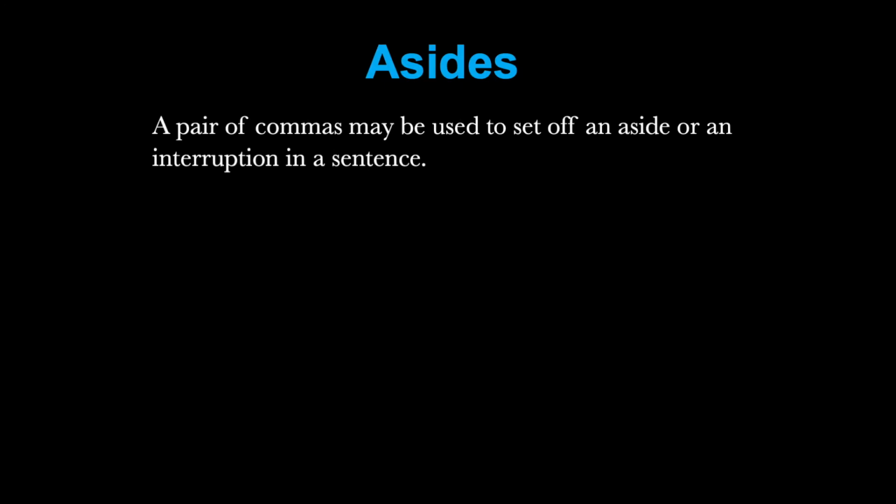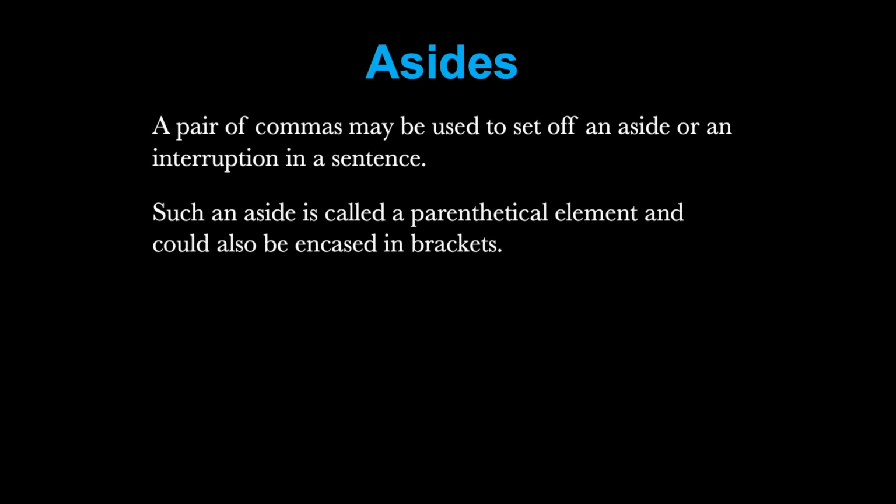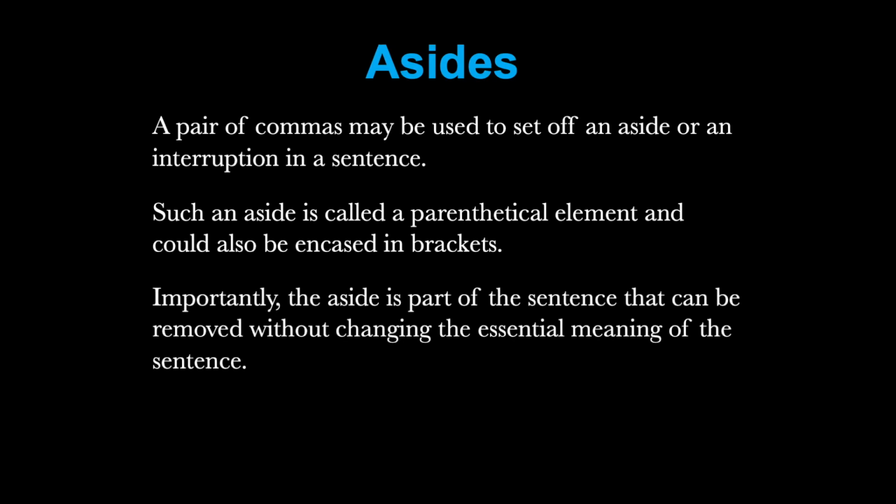When it comes to asides, we often use a pair of commas to set off an aside or an interruption in a sentence, usually when we're trying to add additional information or description about a noun in the sentence. Such an aside is usually called a parenthetical element, as if it could be in parentheses. It could be encased in brackets. And just as with anything that we have in brackets, an aside that is set off with 2 commas is a part of the sentence that could be removed without changing the essential meaning of the sentence.